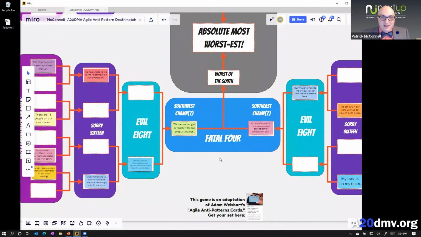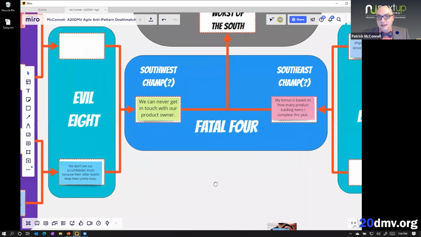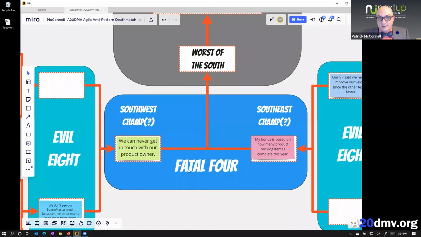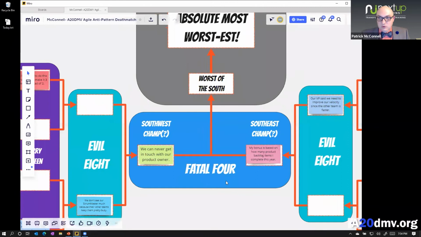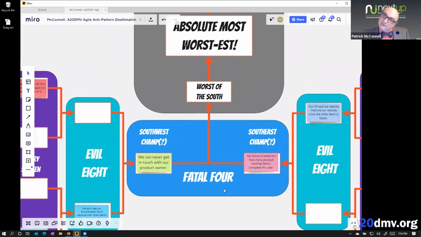All right, bottom bracket, Southwest versus Southeast. We've got, we can never get in touch with our product owner, or my bonus is based on how many product backlog items I complete this year. Raise your hand for the left one, Southwest. Leave it lowered for Southeast. Ooh, pretty even, I think. Yeah, so it might be kind of hard to call. I think maybe that the one on the right is taking it just by a nose.